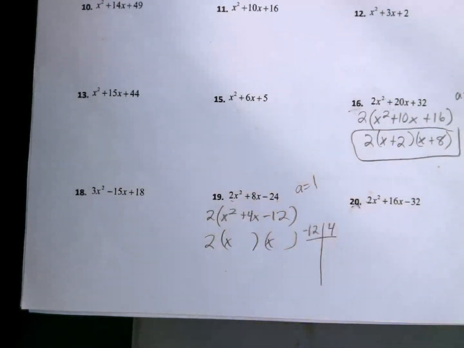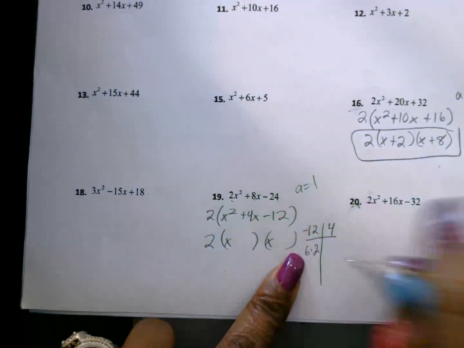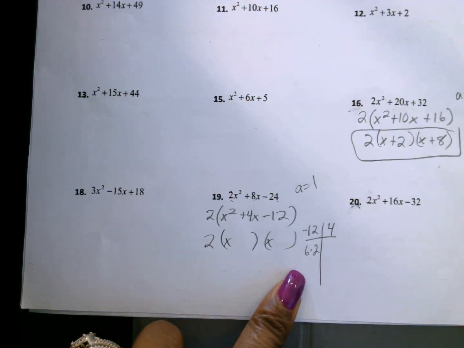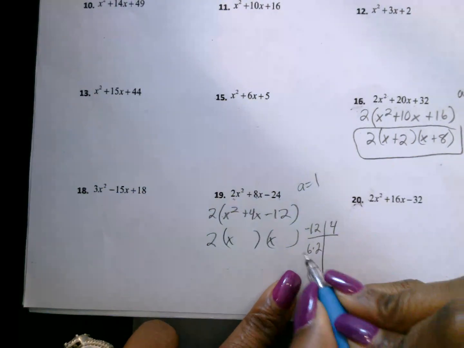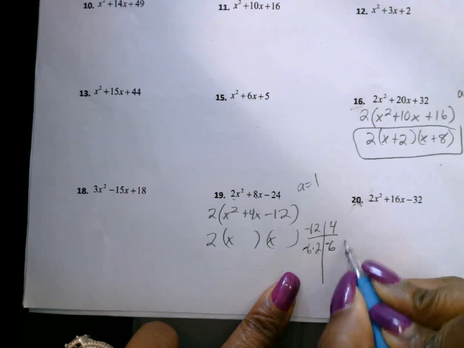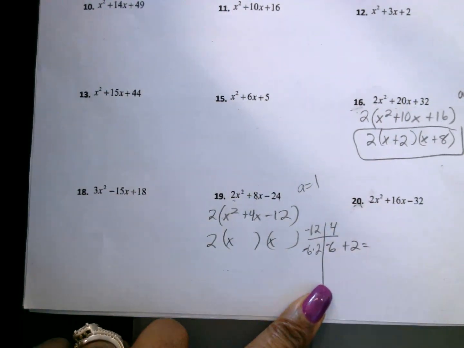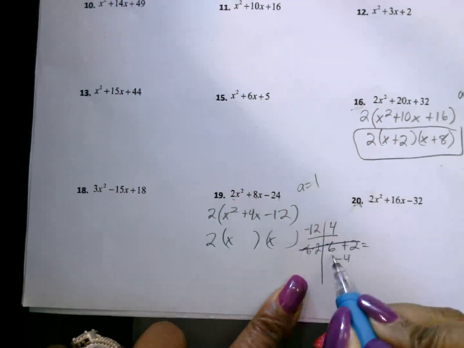What two numbers can be multiplied to give you a negative 12? What two numbers? You said 6 and 2? Okay, which would have to be a negative, which would have to be a positive? You said 6. Okay, what's negative 6 plus 2? It's negative 4. This is positive 4, so that doesn't work.